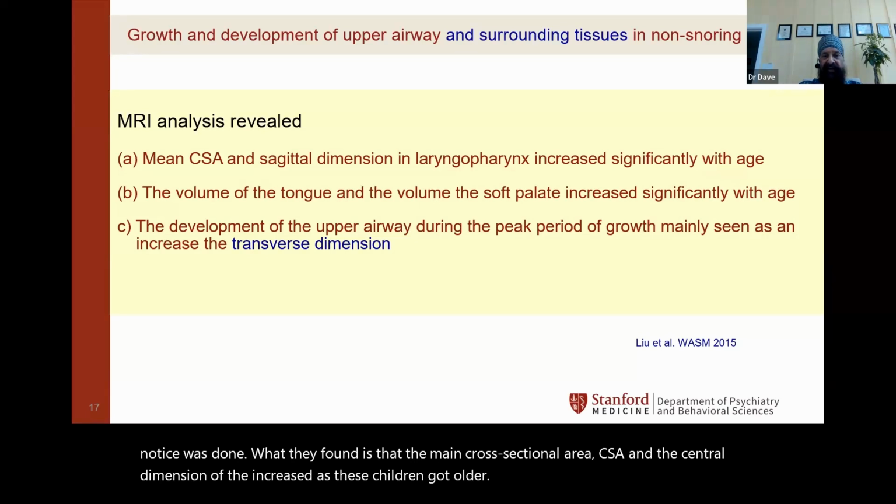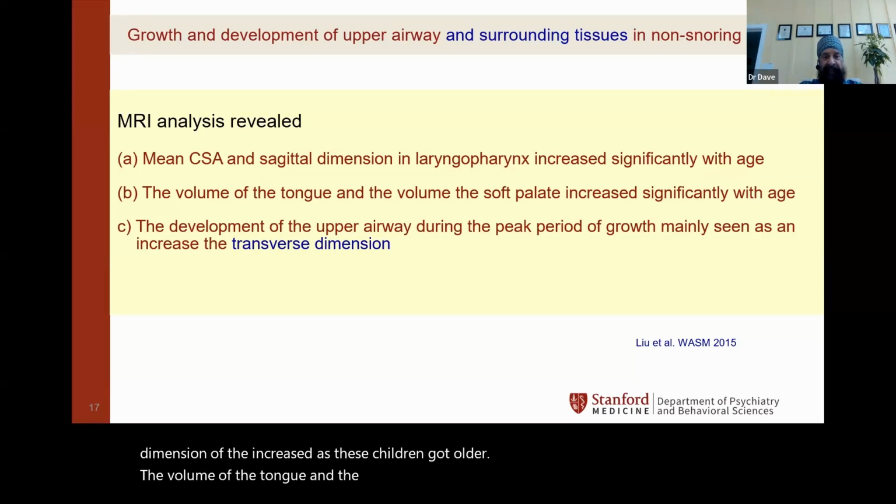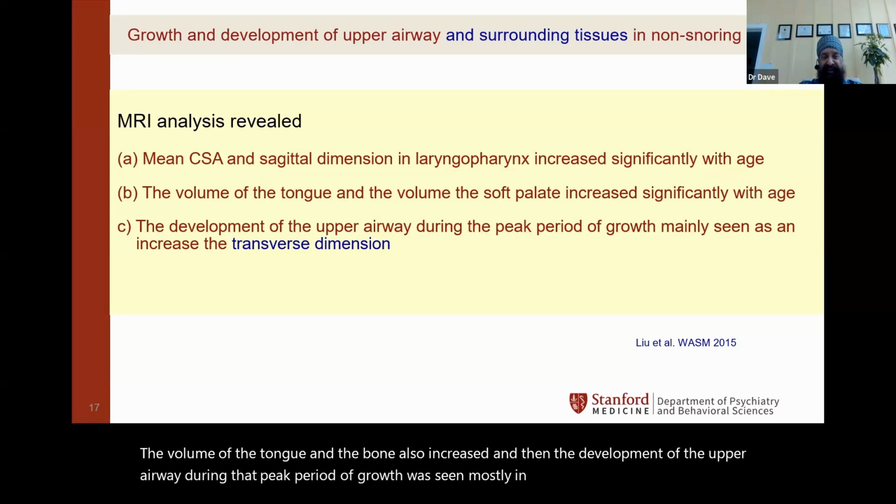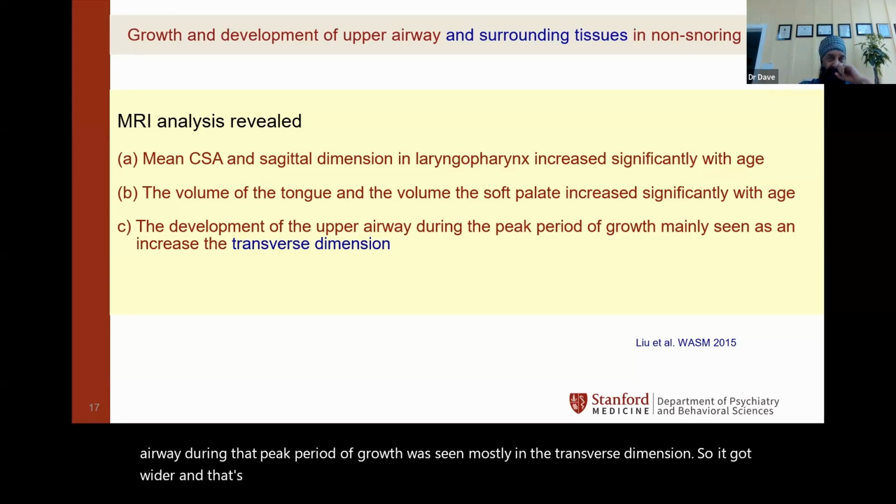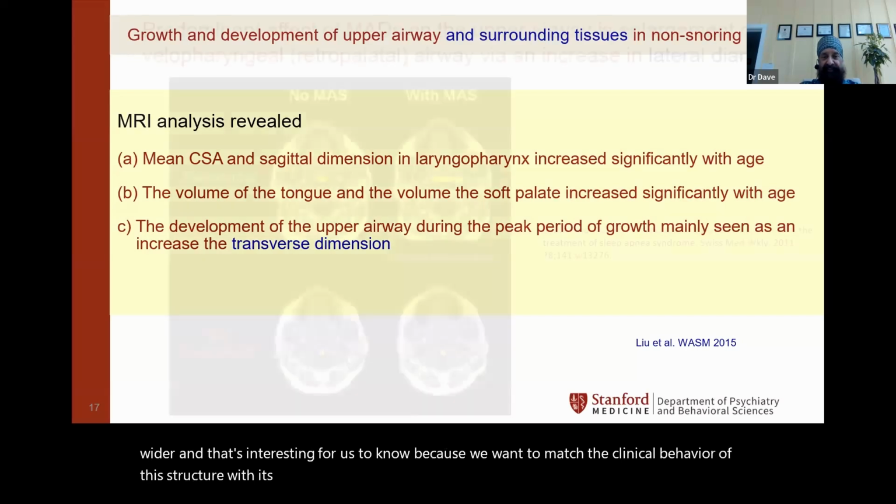The volume of the tongue and the volume part also increased. And then the development of the upper airway during that peak period of growth was seen mostly in the transverse dimension. So it got wider. Now that's interesting for us to know because we want to match the clinical behavior of this structure with its development and with its function.